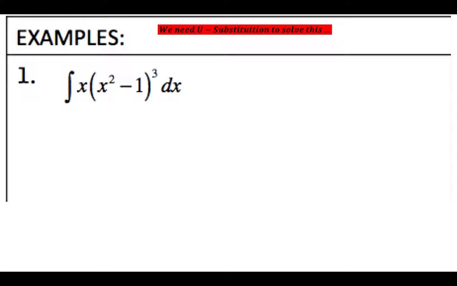U-substitution is basically like using chain rule but with integrals. So in order to do the U-substitution, I have to identify the inside function in this expression. The inside function is usually the function that's inside of parentheses. I identify it right here because it's in parentheses. This is going to be my inner function. We're going to call that inner function U.